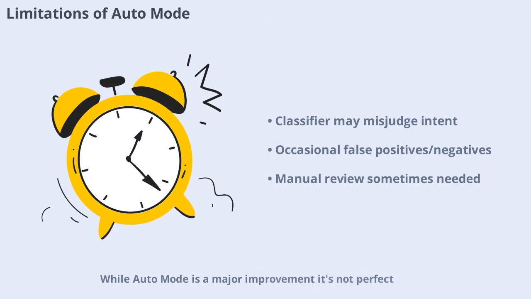While Auto Mode is a major improvement, it's not perfect. The classifier may still let some risky actions through if your intent is ambiguous. It can also occasionally block safe actions, requiring manual intervention. These limitations are important to keep in mind, especially when working on critical projects. Always review the actions Auto Mode approves or blocks, and be prepared to step in if something doesn't go as expected.